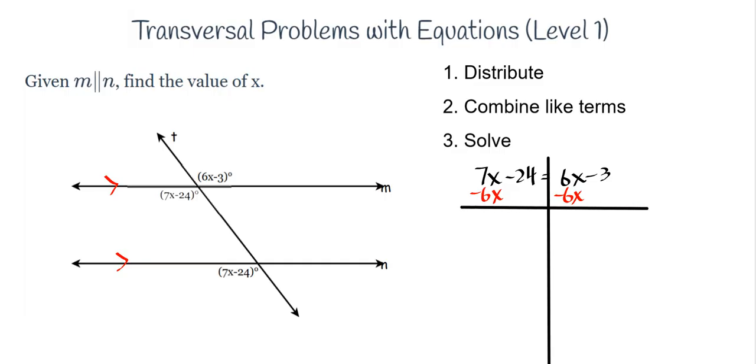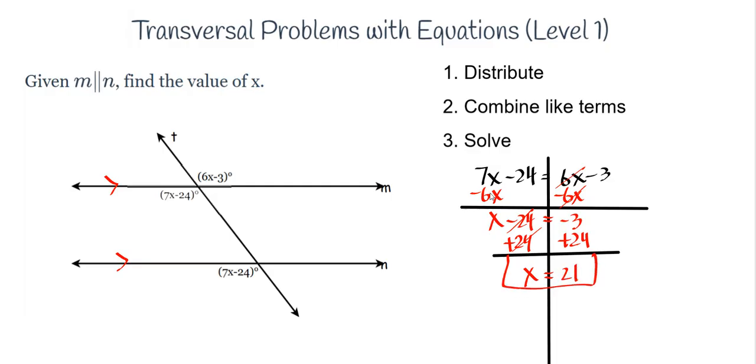Again, as long as you use the properties of algebra, in other words, what you do to one side, you do to the other, it should balance out. So notice 7x minus 6x is just x, minus 24 equals the 6x, negative 6x cancels, and I have negative 3. Then I will isolate x by adding 24 on each side. And the negative, positive 24 cancels. X is equal to negative 3 plus 24, which is 21. And there you have it.